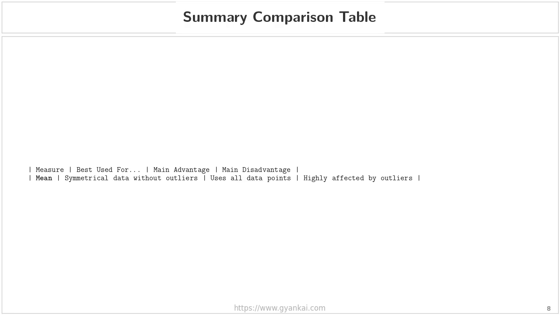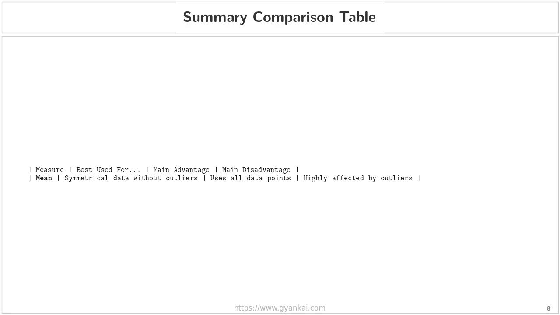Summary comparison table. Now that we have explored the mean, the median, and the mode through our various real-world examples, let's bring everything together. I want you to look at this summary comparison table, as it serves as your ultimate cheat sheet for deciding which measure to use in any statistical problem. Let's start with the mean.